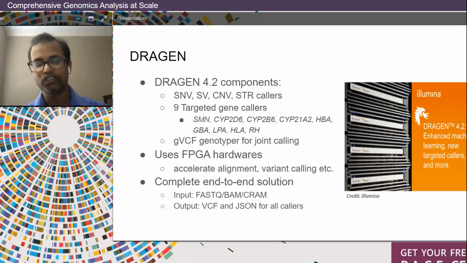And it uses sophisticated hardware to accelerate the alignment and variant calling, which are some of the time-consuming steps in this process. And it offers a complete end-to-end solution where we can give the input in the form of FASTQ, BAM, or CRAM, and it can output the VCF and the JSON for all callers.